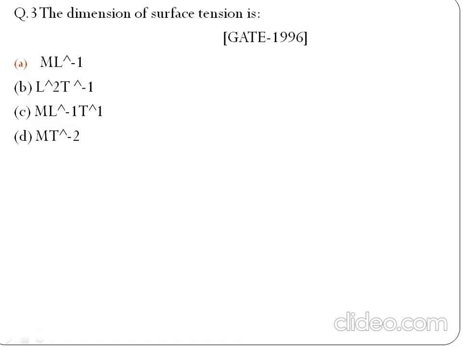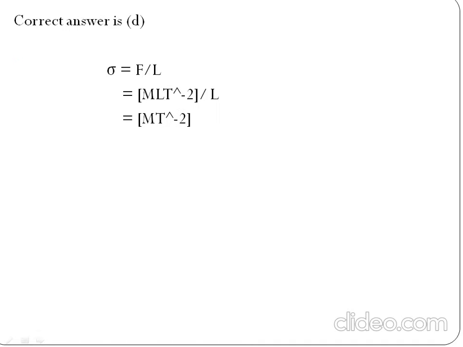Question 3. The dimension of surface tension is option A M L to the power minus 1, option B L to the power 2 T to the power minus 1, option C M L to the power minus 1 T to the power 1, option D M T to the power minus 2. So correct option is answer D, because surface tension is force per unit length, so its dimension is M L T to the power minus 2 by L. So L and L get cancelled, so the dimension of surface tension is M T to the power minus 2.